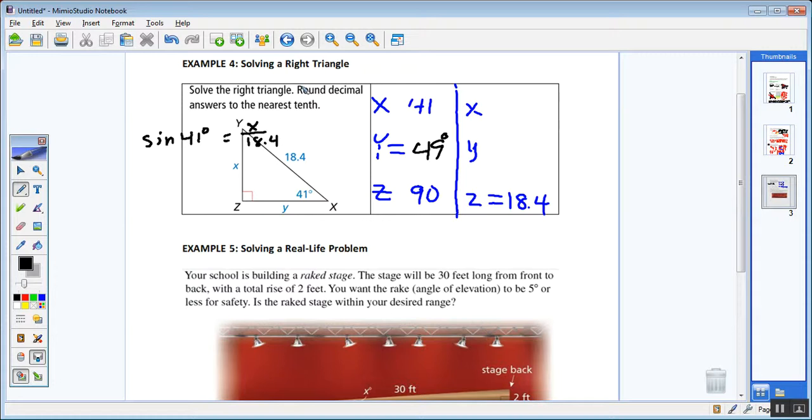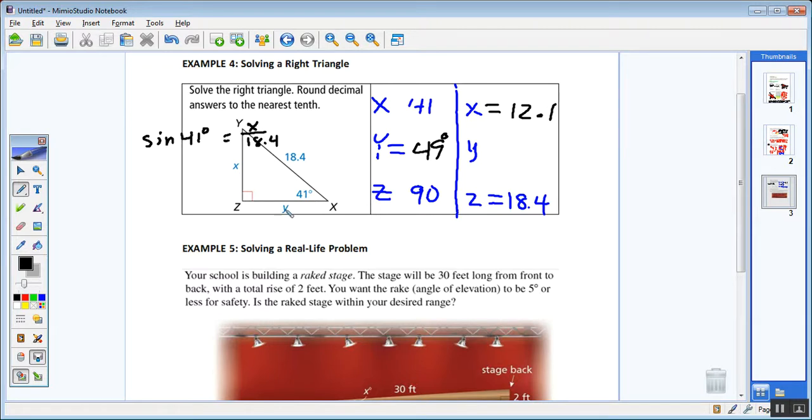Did you find yours? Yep. Okay. What was that again, kiddos? 12.1. Quick question: does it make sense that 12.1 would be shorter than 18.4 here? How many agree with the equation that was set up here? What equation could I set up to solve for y? Same thing, different variables. Could I use 41 degrees?